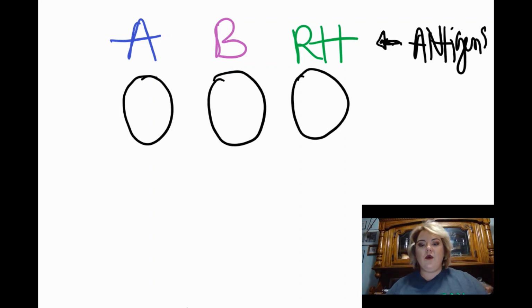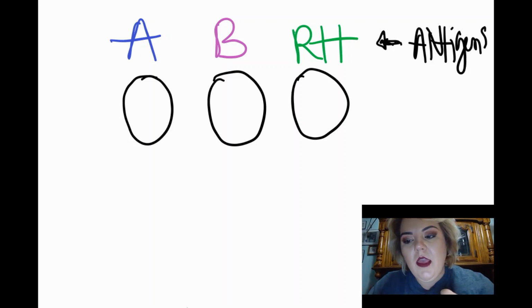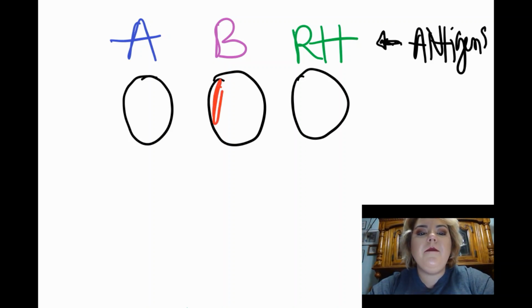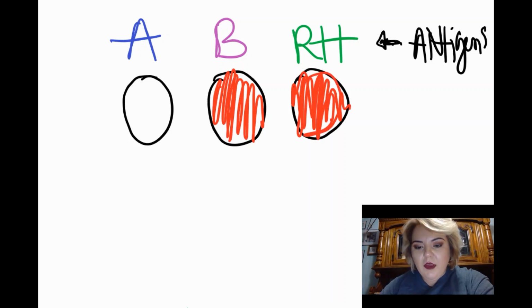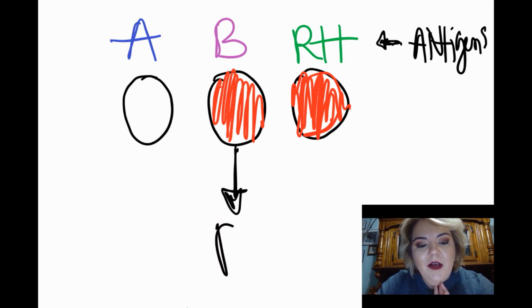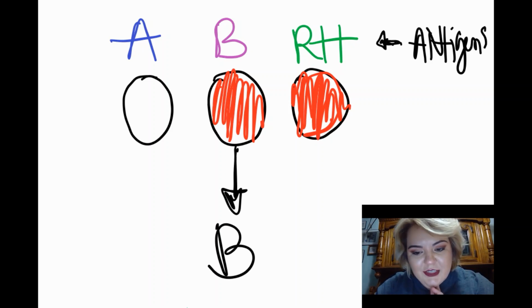Okay, so I have a patient's blood, and I'm about to drop it in. When I dropped it in, I had an agglutination here, and I had an agglutination in this one. From that agglutination, what is this patient's blood type? Since they had an agglutination in the B, we know that they're B blood. And since they had an agglutination in RH, we know that they're B positive.